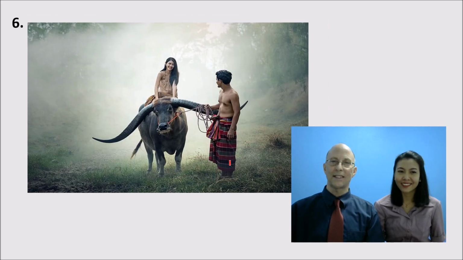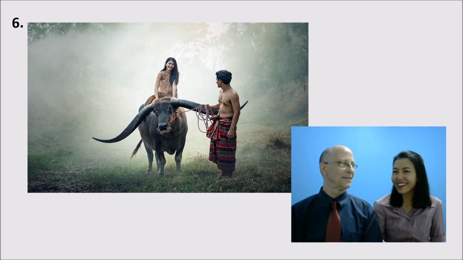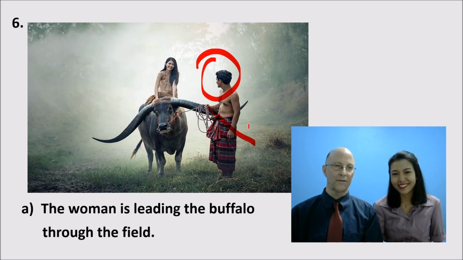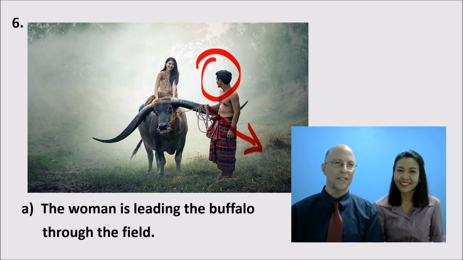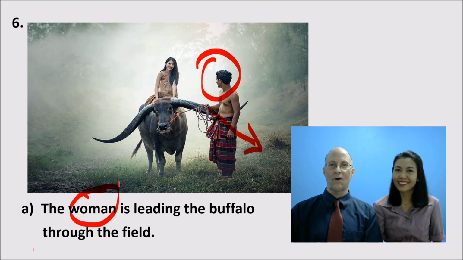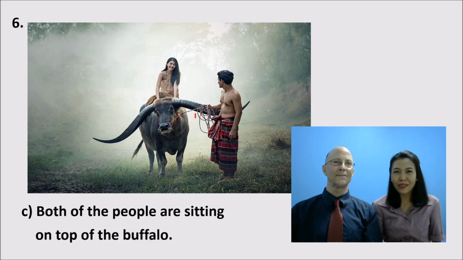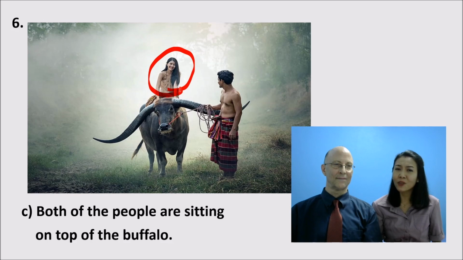A. The woman is leading the buffalo through the field. The woman is not ahead, but she is on the buffalo. Yeah, she's on the buffalo, but here it's the man leading the buffalo. You can see most of the sentence is correct, but the keyword woman is wrong. C. Both of the people are sitting on top of the buffalo. Both means 2, but there is only one woman. Yeah, he is not sitting on top of the buffalo.